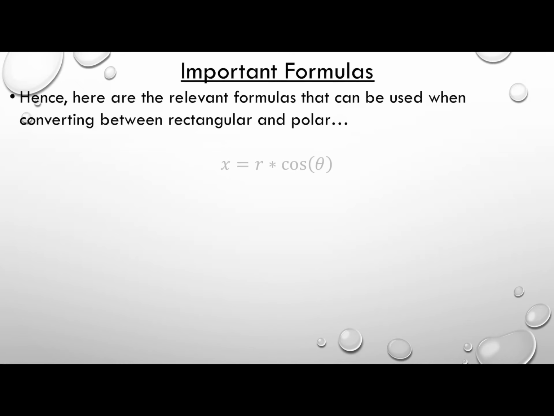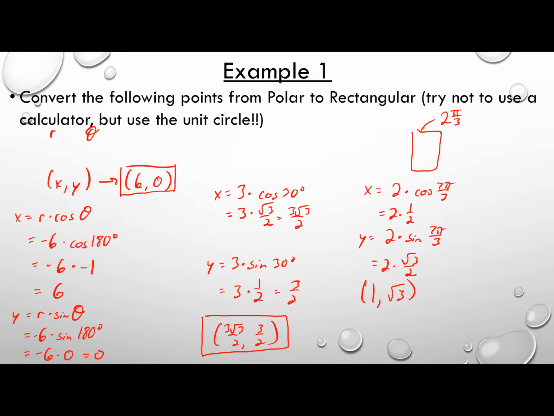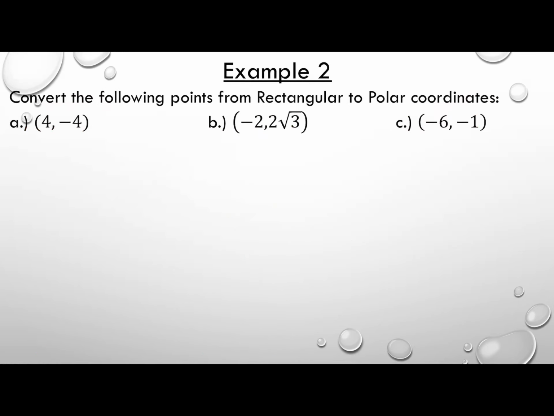So this next slide is just basically an overview of the formulas that we found. So x is equal to r cosine theta, y is equal to r sine theta, tangent of theta is equal to y over x, x squared plus y squared is equal to r squared. So those are the main formulas that we're going to be using. So once again, this is what we did in our previous lesson. Today we're going to be focusing on these points that are already x comma y, and we're trying to find r and theta. So let's do that.